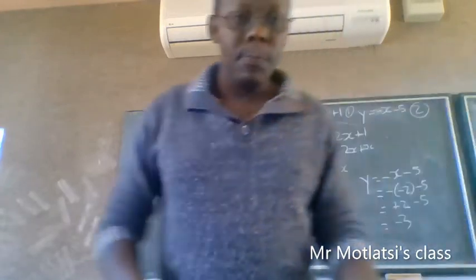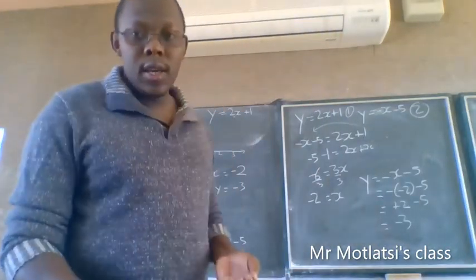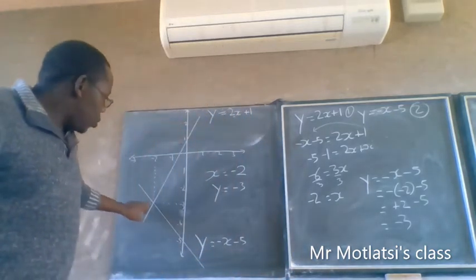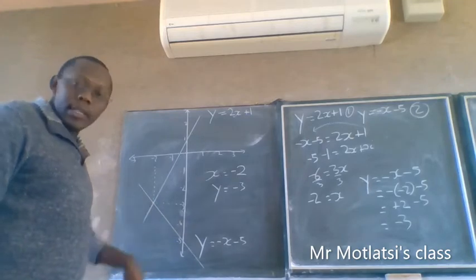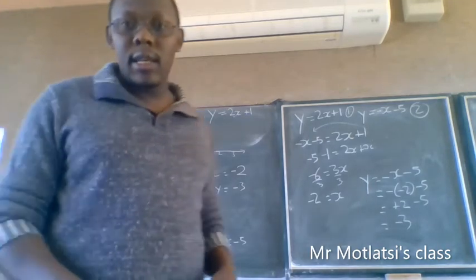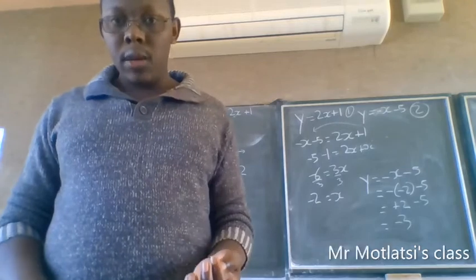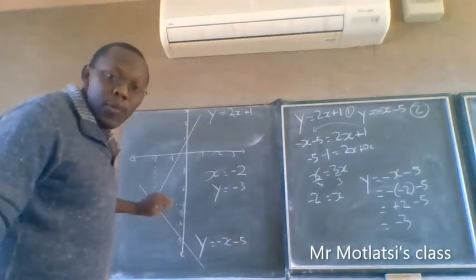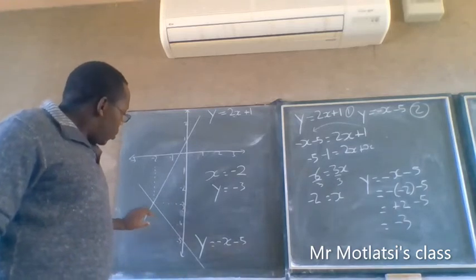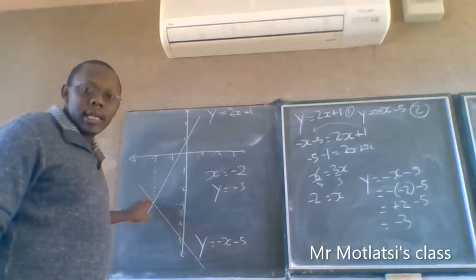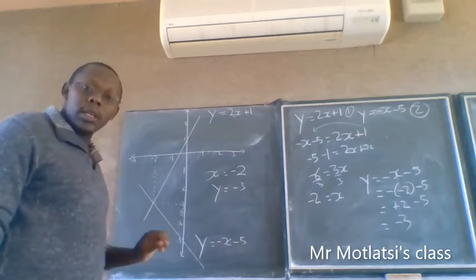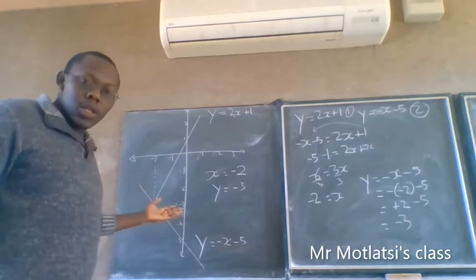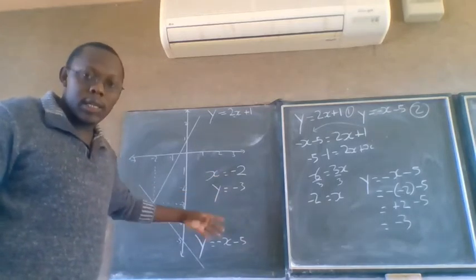As you can see, for a question like this one, it's really easy to solve, because the two graphs intersect. The point where they intersect is where we are going to get our solution. So if ever you're given a simultaneous equation in the form of a graph, and the two lines meet or intersect, just know that the solution comes from where the two lines meet. You can just give me the points where they intersect. Thank you very much.